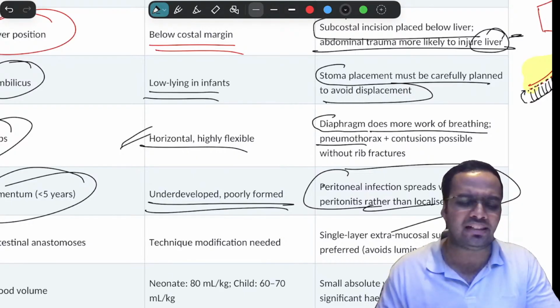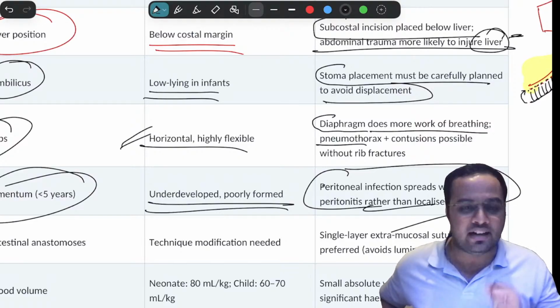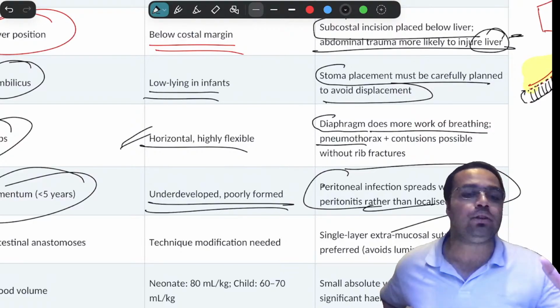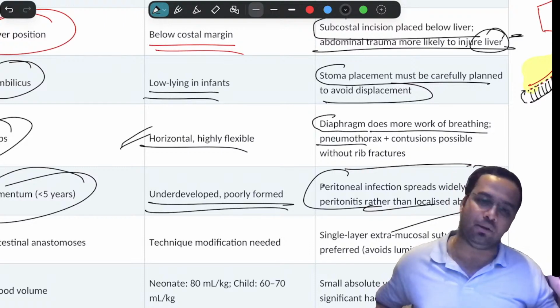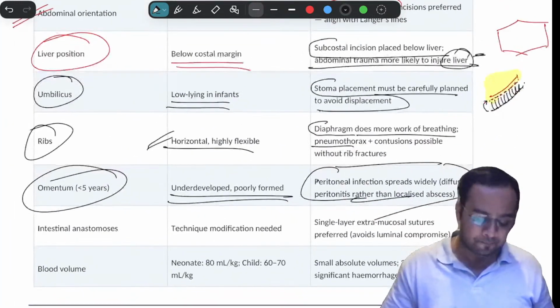Let's consider appendicitis. In appendicitis, the tenderness is in the right lower quadrant. In cholecystitis, the tenderness is in the right upper quadrant for adults. But in a child, the omentum is not going to cover it. The omentum is not going to help in reducing inflammation. So a child will always land up in full-blown peritonitis.